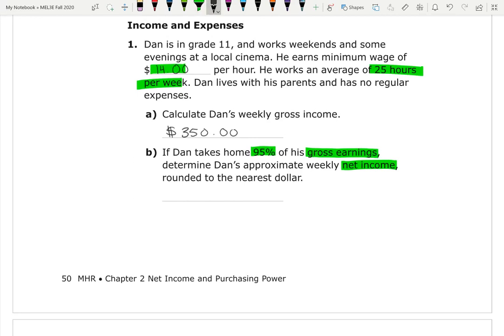So you're going to take your $350, multiply it by 0.95. So 350 times 95% in decimal form, which is equal to $333 approximately, because it says to round to the nearest dollar.